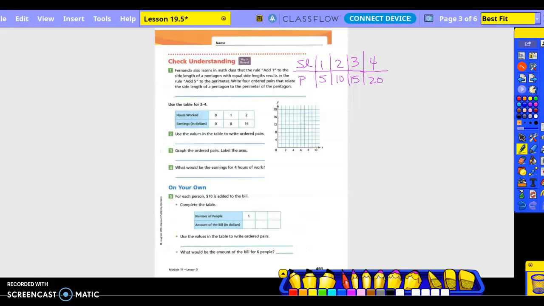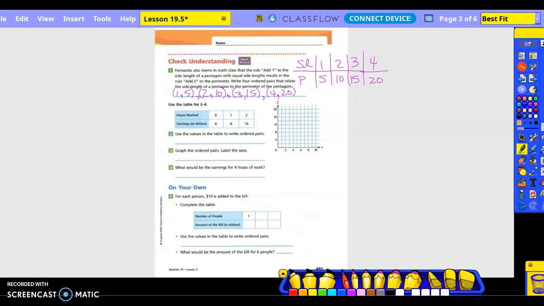3, 2, 3. Next. Okay, so let's go ahead and write our ordered pairs. 1, 5, 2, 10, 3, what? 15, 4. Okay, use the table for 2, 3, 4.